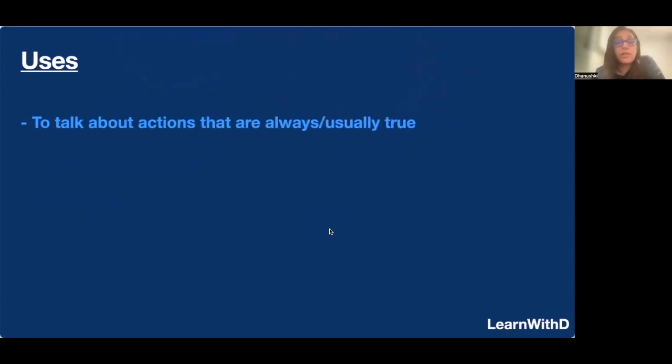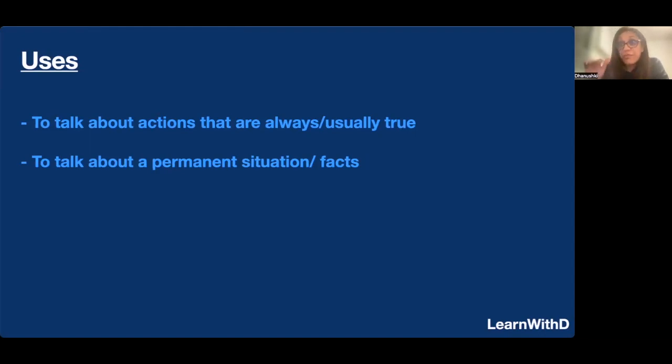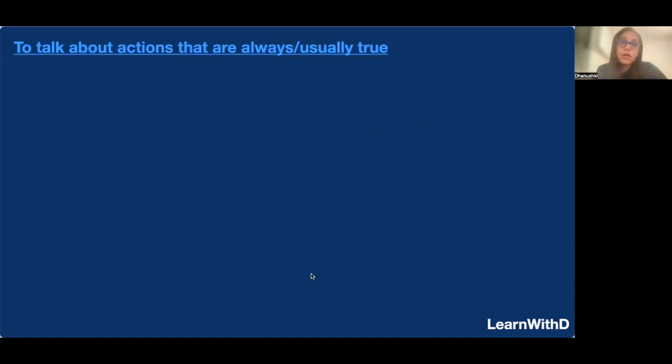So the first use is that we use the present simple to talk about actions that are always or usually true. Second is to talk about a permanent situation or actual facts that we know. And the third one is to talk about a routine or a schedule. So let's look at the first use, to talk about actions that are always or usually true. This is like, to our knowledge, it is true.